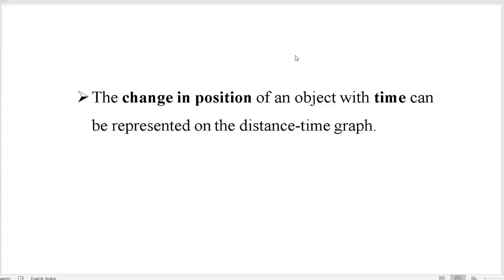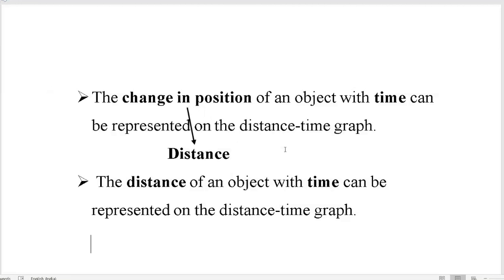We have seen that the change in position of an object with time can be represented on the distance time graph. When we say change in position, we actually mean distance. Now, in simple words, we can say that the distance of an object with time can be represented on the distance time graph.